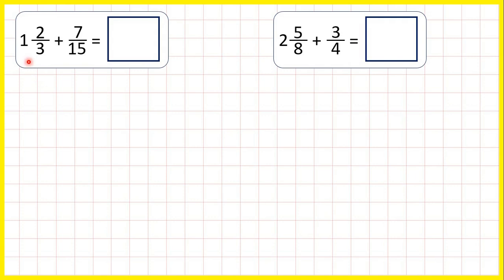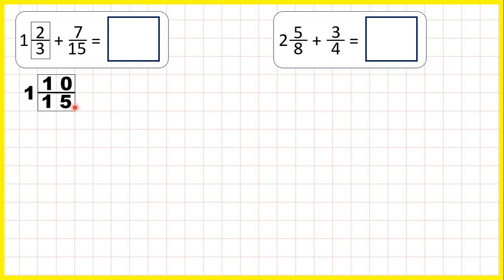Now we have 1 2/3 plus 7/15. So to add fractions, we need the denominators to be the same. So we need a fraction that's equivalent to 2/3 with a denominator of 15. So rather than 1 2/3, we can write 1 10/15, because to find equivalent fractions, we use multiplication.